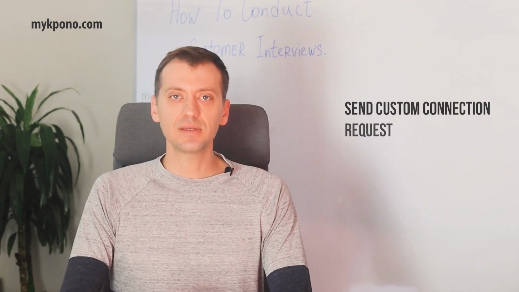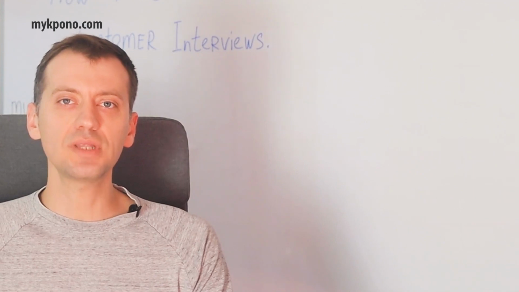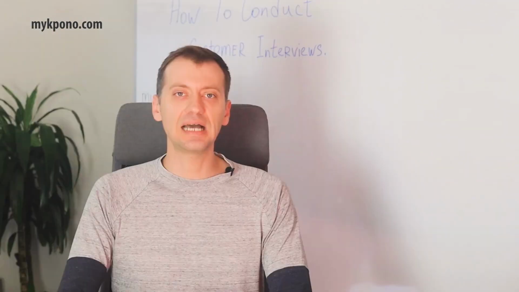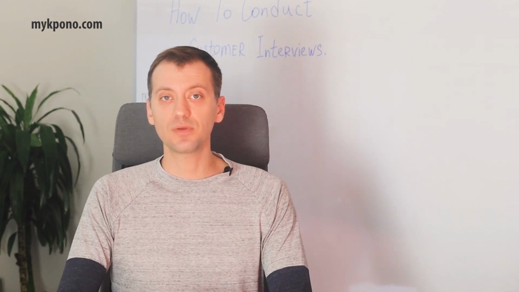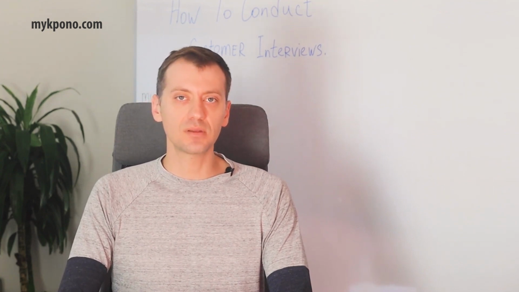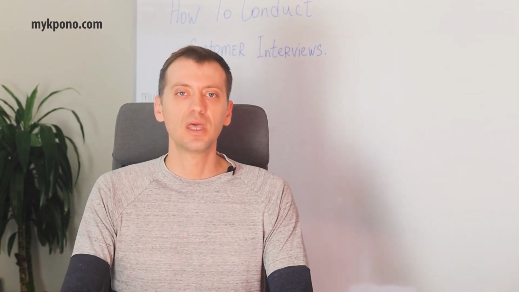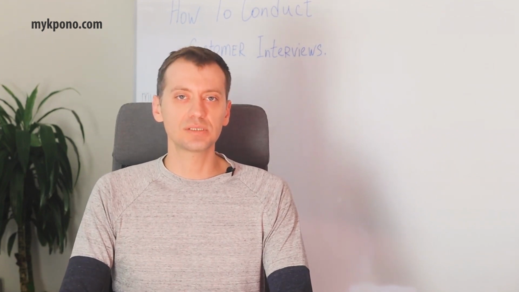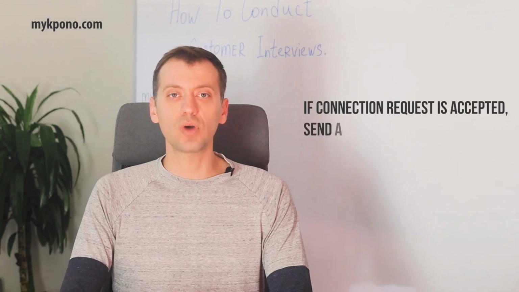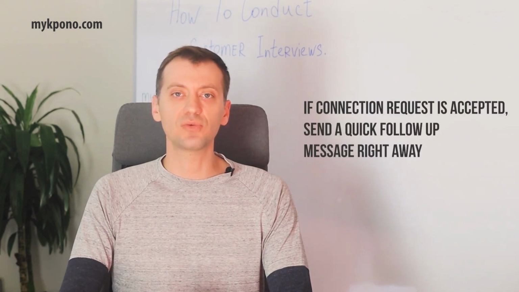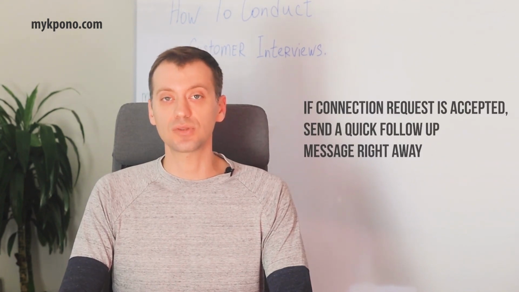First, I send them a custom connection request with a custom message included. If they do not accept the connection request, I send a LinkedIn email to follow up. Email is a premium feature. If you don't have email, instead, send a direct email to the potential subject using the script: I have tried to connect with you on LinkedIn, and so on. If they do accept the connection request, I send them a quick follow-up message right away that reiterates why I want to talk to them.